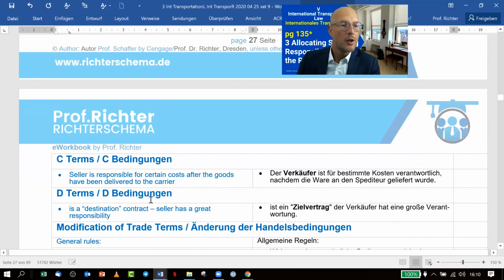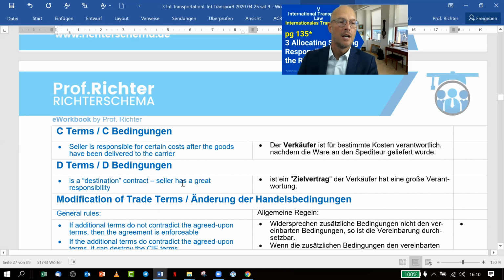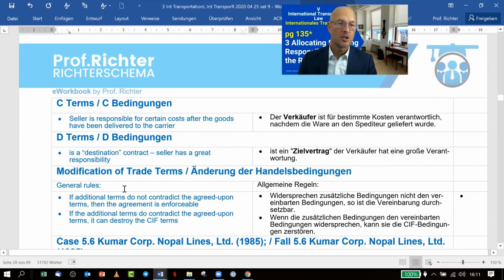Okay, we have the other terms. They always start with a C or with a D. In the C terms, the seller is responsible for certain costs after the goods have been delivered to the carrier. And the D terms are destination contracts. The seller has great responsibility, so they're very, very dangerous for the seller.